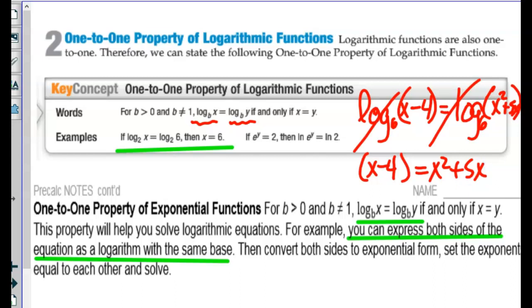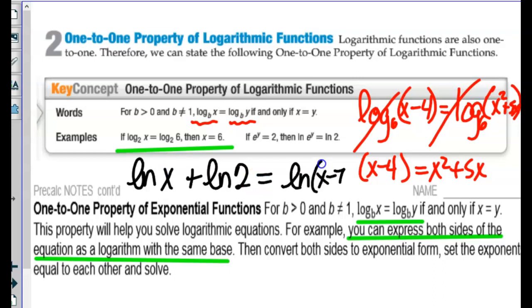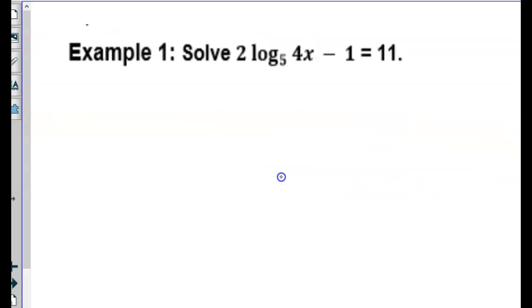What I can't do, and I need to stress this because students do it all the time, ln of x plus ln of 2 equals ln of x minus 7. Can I just get rid of all those ln's? No. I can very easily because I can combine those into a single one, right? And then I could get rid of them. But I have to have exactly 1 on each side before I can cancel them. So this is not that kind of question at all.